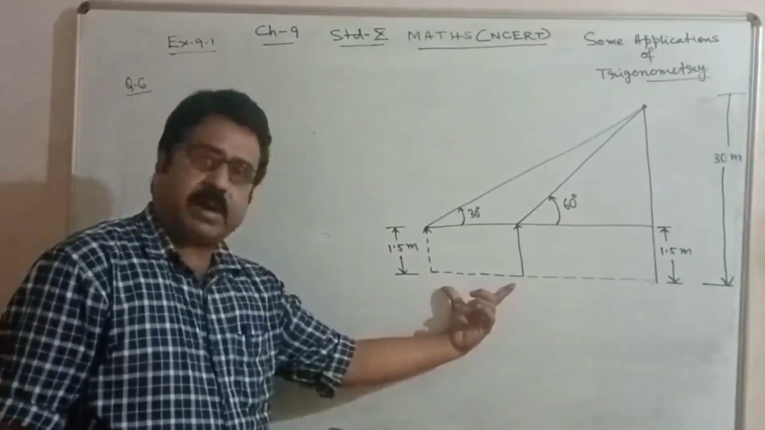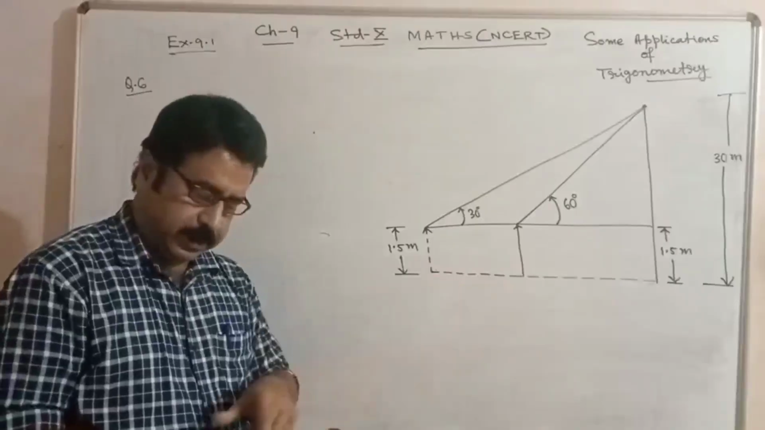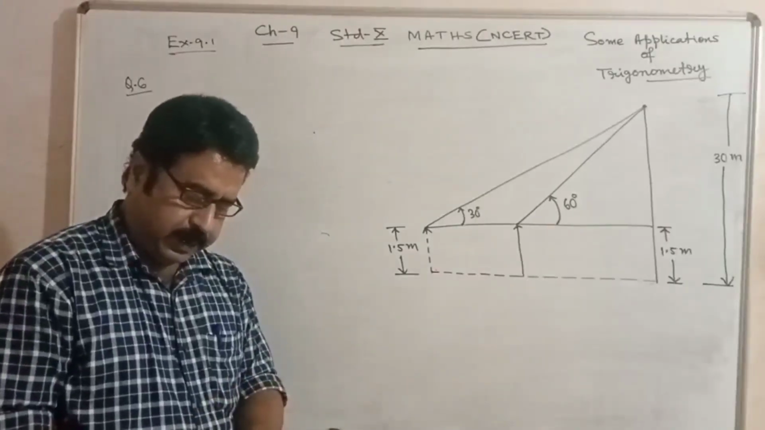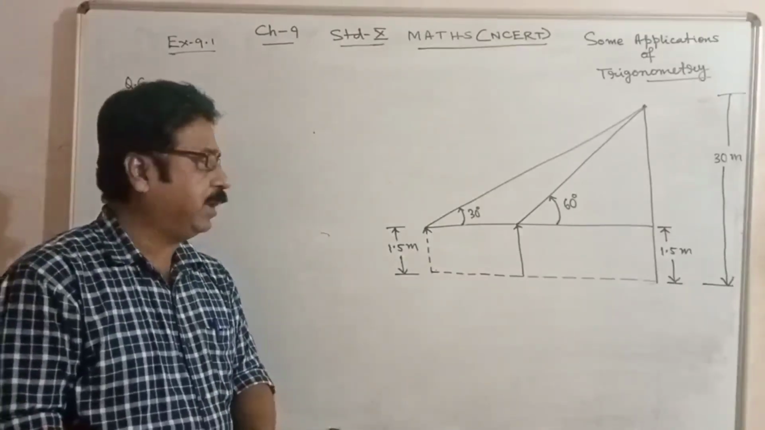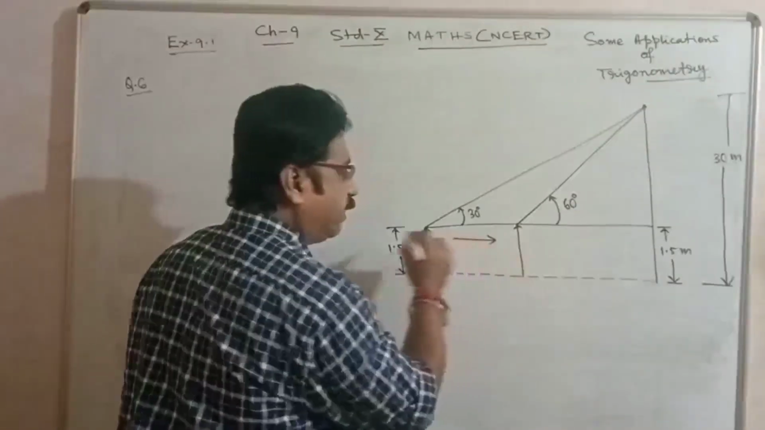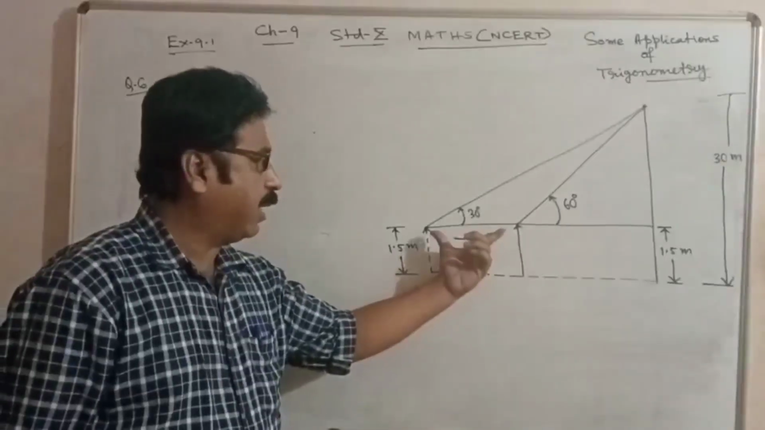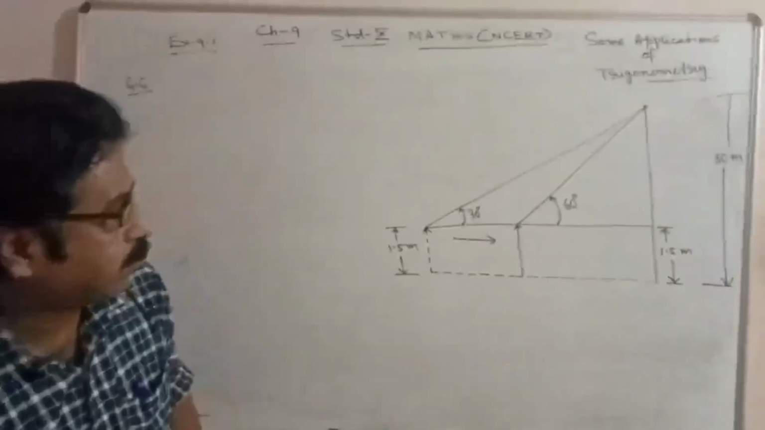This much he walked. This length we have to find. Find the distance he walked towards the building. His walking is in this direction towards the building. We have to calculate how much he walked.